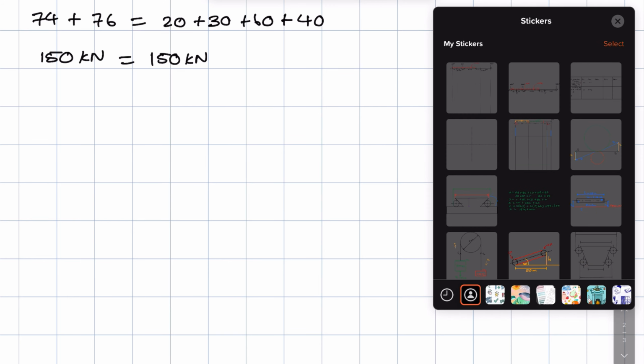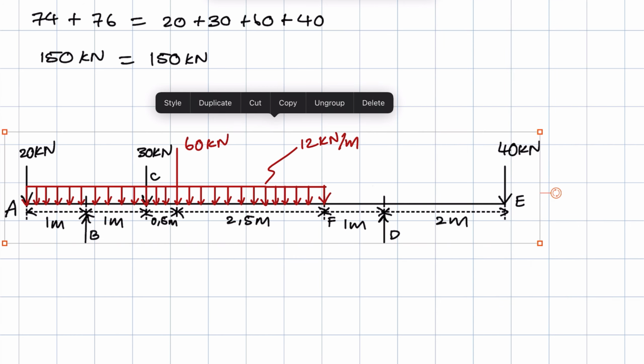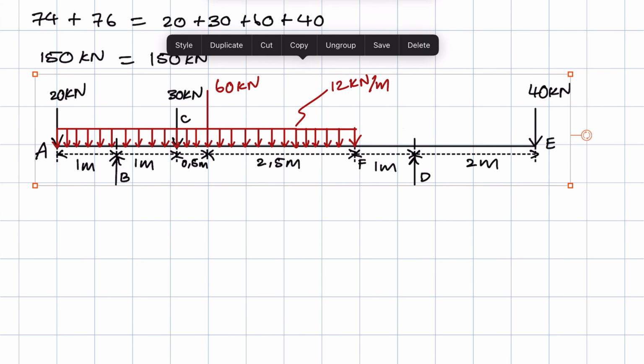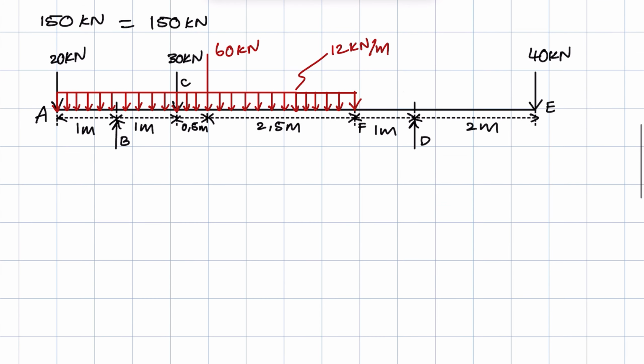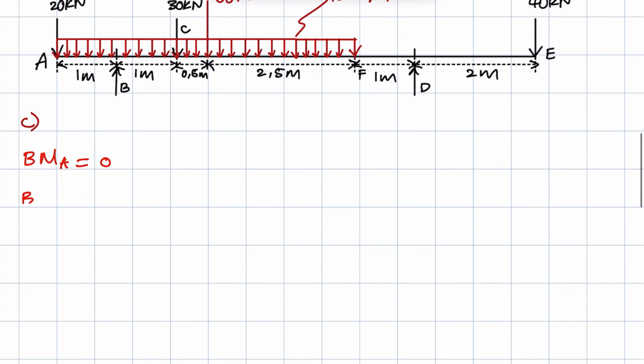Right, let me do this instead. Let's have our beam here again, so we will be able to refer to it. Right, so as explained, the bending moment at A is going to be equal to what? Equal to 0, right? So bending moment at B.